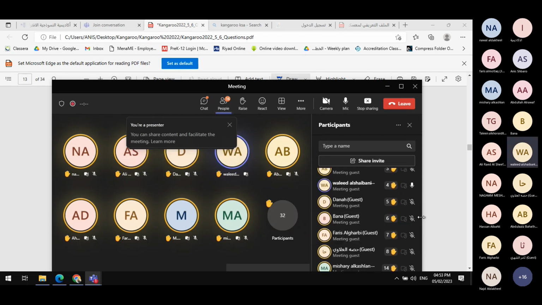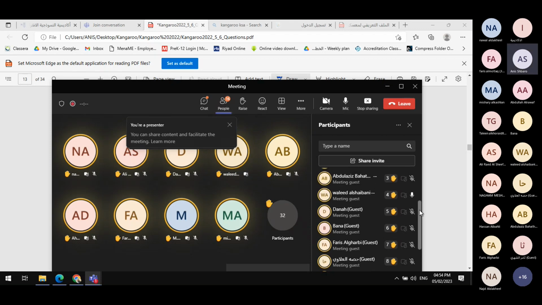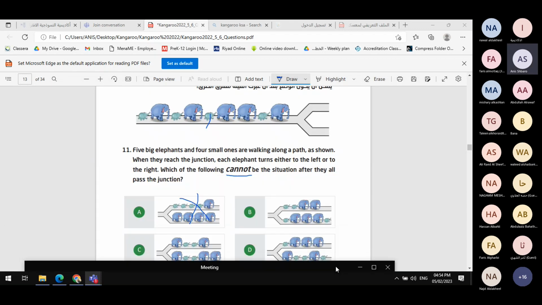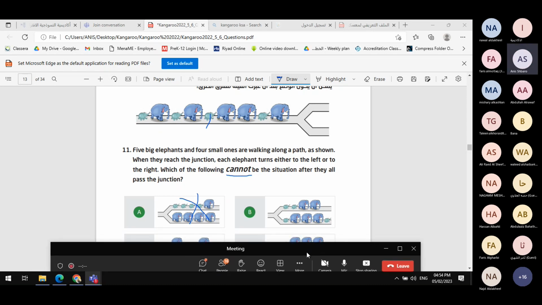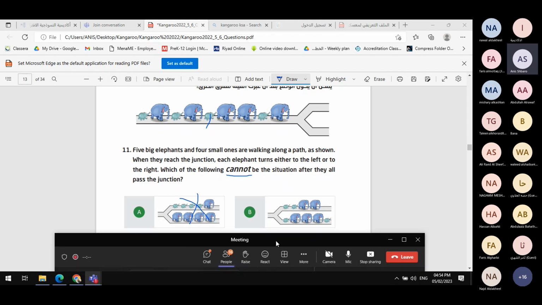Teacher, I didn't get it. Okay Walid, we are just testing. We tested A. We can do this shape after passing them. One of them will go up, one of them will go down, or one will go right, one will go left, and so on. So we just tested and found that A can be, and they want the following, which cannot be the situation. So we are just testing them. A can be, so we took it away.